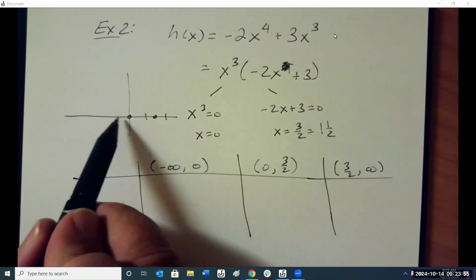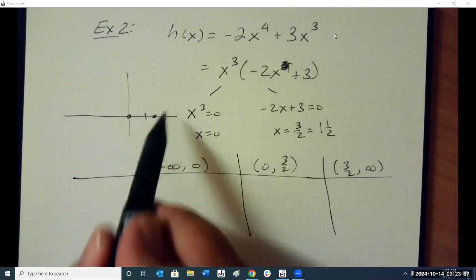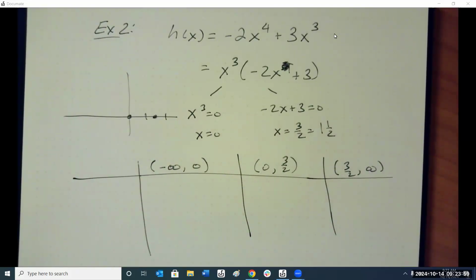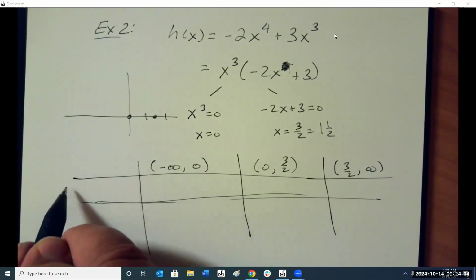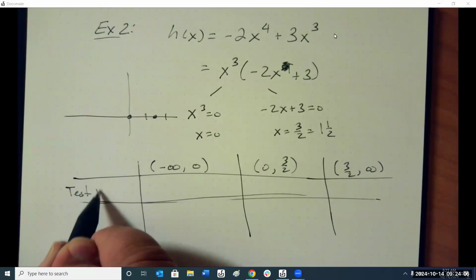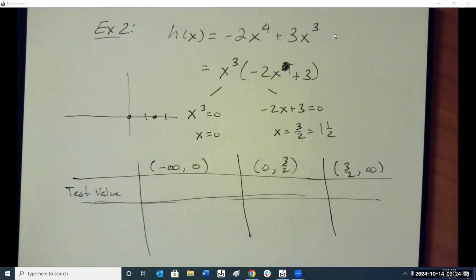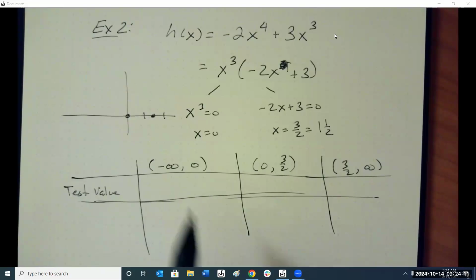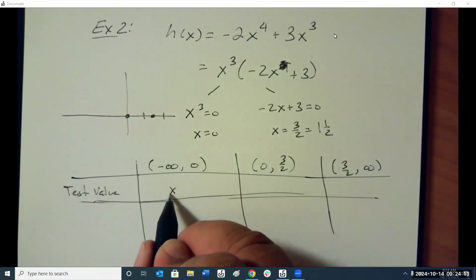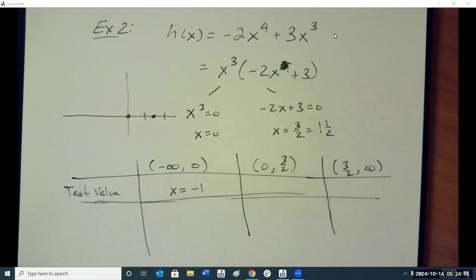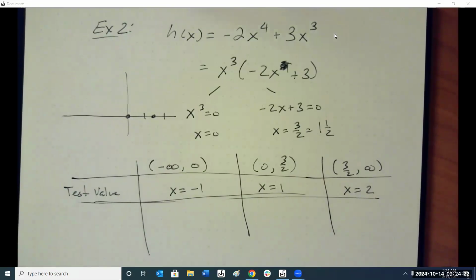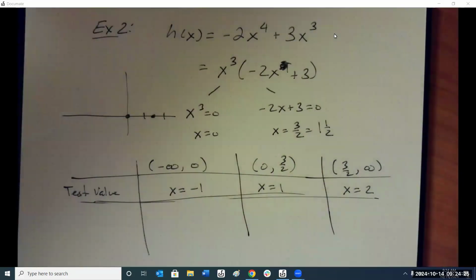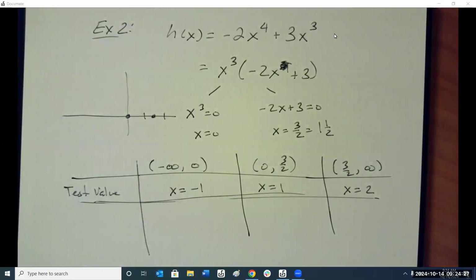Get that so far? I'm looking at this interval, and that interval. Yep. Now, what I want you to do here is pick a test value from each of these. So let's say this one, x equals -1. This one, x equals +1. And x equals 2. Just get a number in that interval.